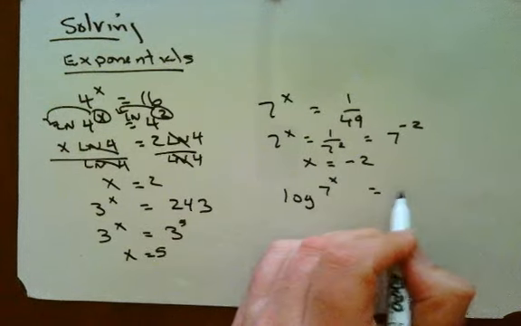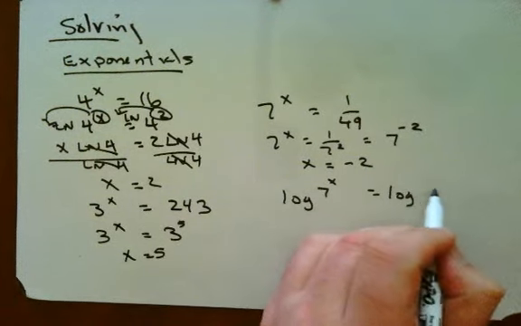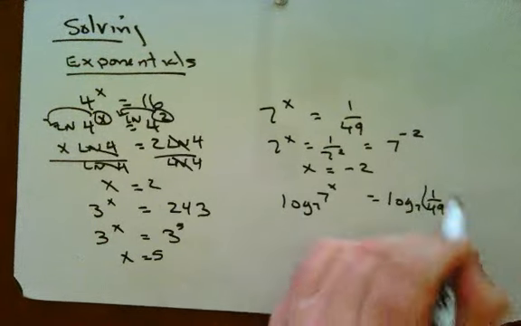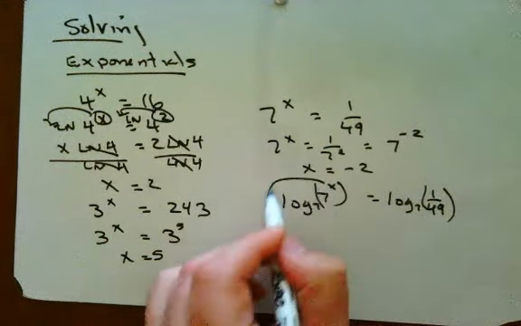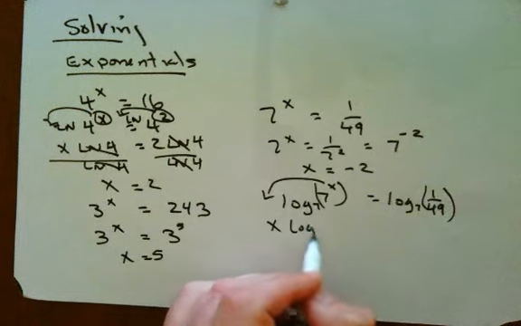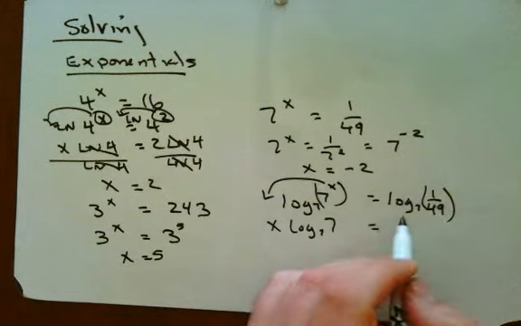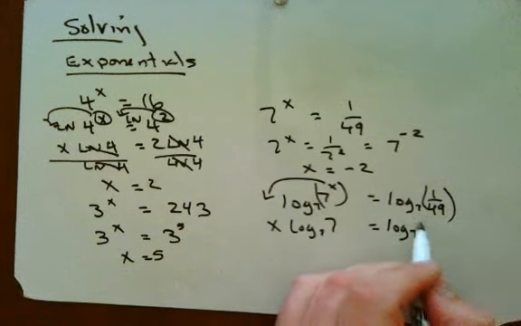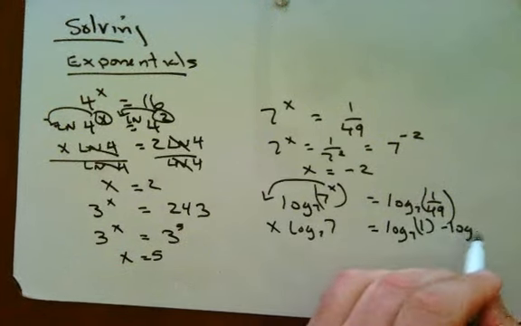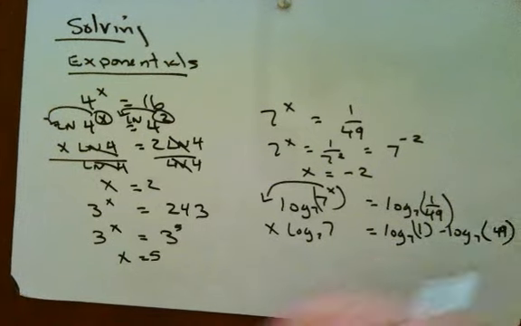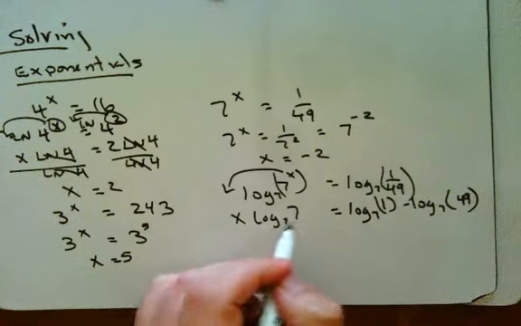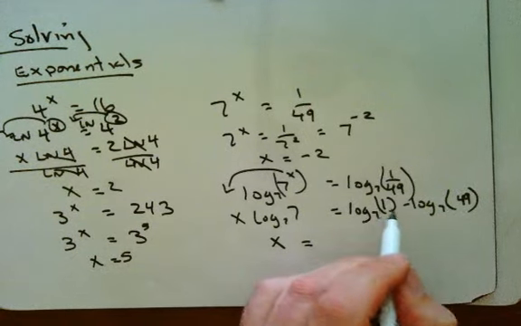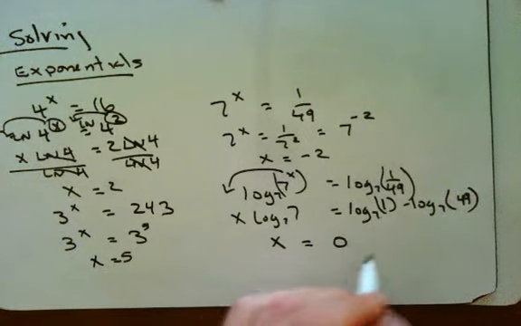But you know, you could do this. You could take the log of both sides. In fact, I want to take the log base 7 of both sides. Over here, I'm going to use my power rule. x log base 7 of 7 equals a quotient. We can use our quotient property to write this as log base 7 of 1 minus log base 7 of 49. Well, we know log base 7 of 7 is 1, so we get x over there.